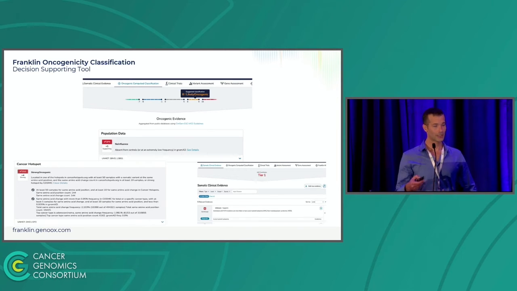In addition, Franklin also performs the tier-based classification, so you can couple both classifications as suggested by the guidelines. And lastly, Franklin is a community-driven platform, meaning people can also share their classifications and evidence and also communicate on top of it.